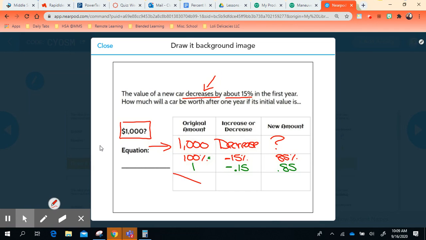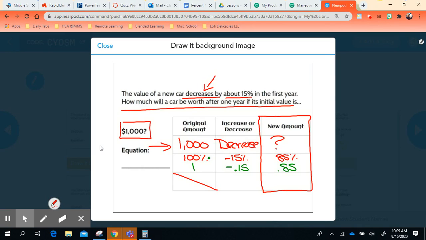So then this last one, I'm crossing out. Then I'm going to put it in as my multiplication to solve. So this question says, how much will the car be worth after a year? So I know I'm looking for my new amount. And yes, the only reason I'm using multiple colors is so that everybody can kind of see the difference between one thing and another.